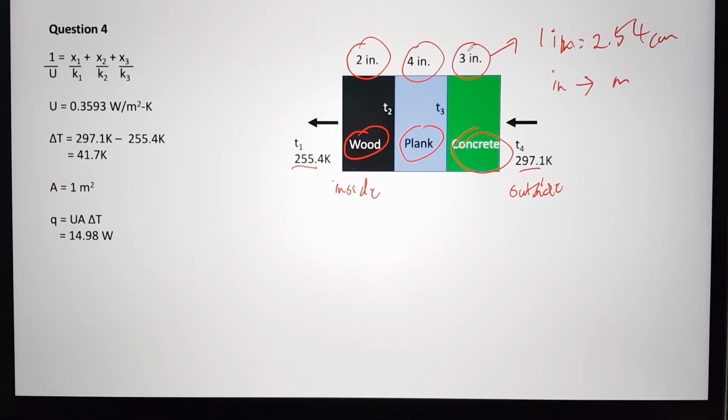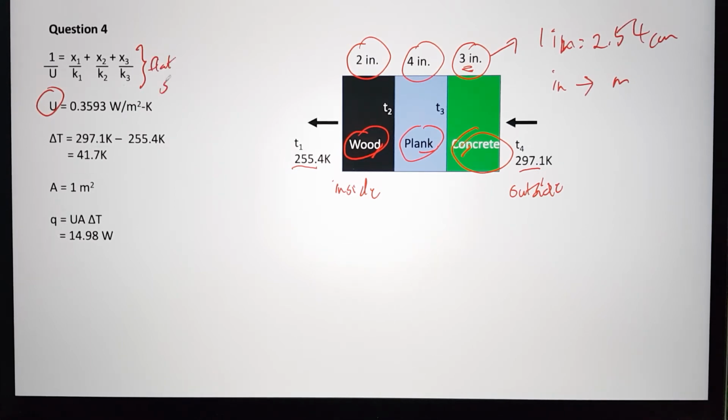Alright, so first convert this particular value, then afterwards you need to calculate the value of the overall heat transfer coefficient. How you are going to do that is by using the equation 1 over U equals x1 over k1 plus x2 over k2 plus x3 over k3, because we have 3 materials here, wood, plank as well as the concrete.